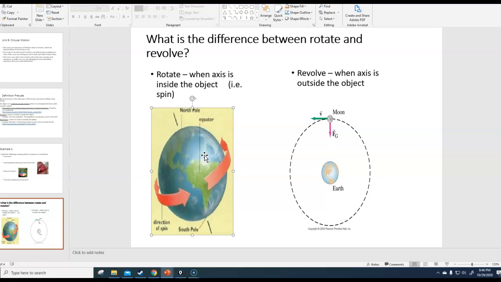So in the next video, we're going to talk more about the changing velocity for objects in uniform circular motion, and then we'll do some calculations with that.